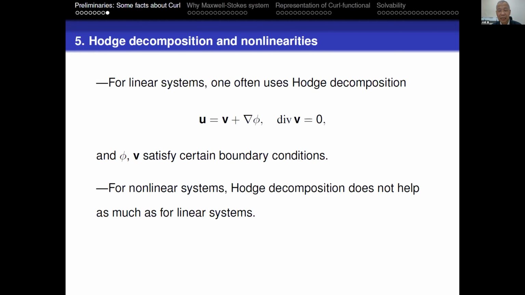But if U does not satisfy the divergence-free condition, you can decompose it into two parts, and for this V, you know that the divergence is 0, and you have good control. Then you can separate your equation into two parts. One is for phi, one is for V, and for the part for V, you have good control on the curl and the divergence, and you solve the problem. So for linear problems, you don't see much difficulty in this part, and you can use Hodge decomposition. But for nonlinear equations, Hodge decomposition does not help much, and this gives us a lot of trouble.